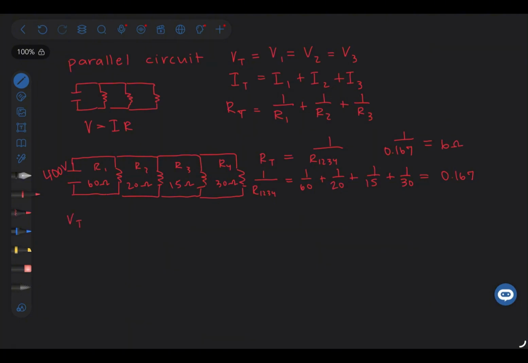Let's set up the table. V3, V4. We know the total is 400, and we will find out the rest later. IT, we don't know any of the currents, so we're going to have to calculate those. And then the resistance.